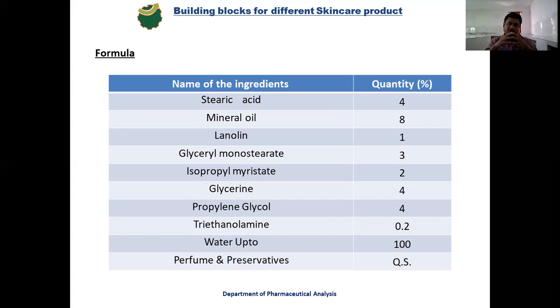Now, whenever you have a formula, you first have to find out which substances come under the aqueous phase and which substances come under the oil phase. So you should have a clear idea regarding all the ingredients in the formulation.